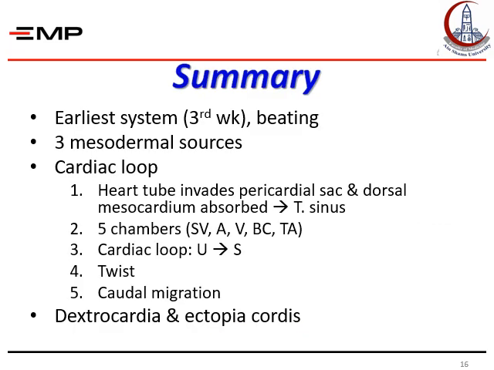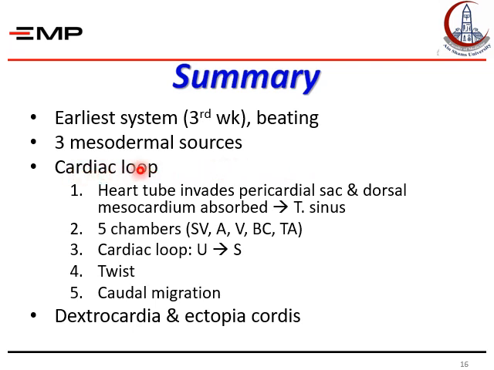So in summary, in this lecture, we talked about the early formation during the 3rd week of extraembryonic vessels, followed by intraembryonic vessels, followed by development of the heart, which starts beating at the end of the 3rd week. And we said that we have 3 mesodermal sources for the heart. All of them are in the cranial mesoderm: pericardial sac, endocardial heart tubes, and myoepicardial mantle. Each gives 1 layer of the heart.